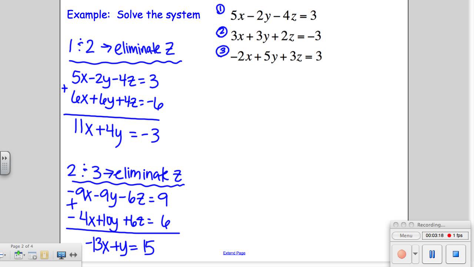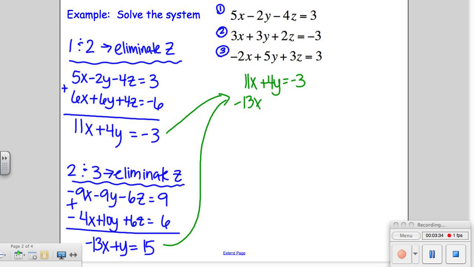Now, the nice thing is I have 2 equations with 2 unknowns. So I'm going to rewrite those. And I can now solve this system of equations with 2 unknowns by using the methods we learned in 7.1. I'm going to go ahead and take that bottom equation and multiply by a negative 4. So I'm going to rewrite the top one the way it is. I'm going to multiply this one by a negative 4 to eliminate the y's.